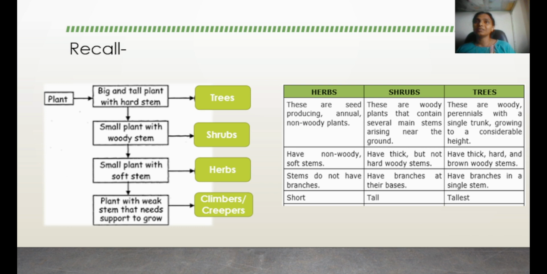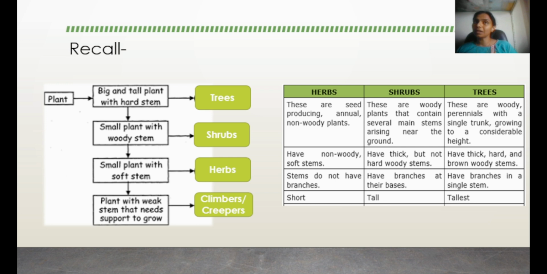And so, herbs, shrubs, and trees. Herbs are seed producing. They are annual and non-woody plants. They have non-woody soft stems, and the stems do not have branches, but thin stems which come out from the base of the plant. And they are really short. They don't grow beyond a certain height.